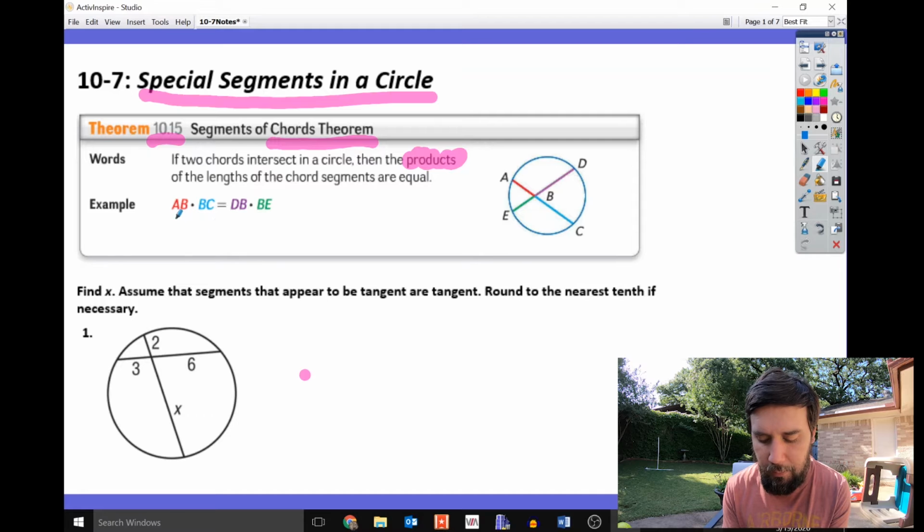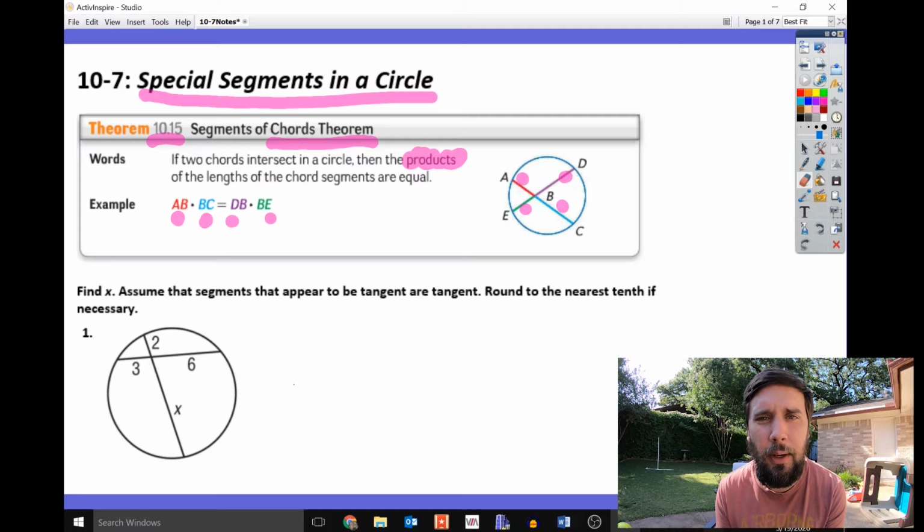So for instance, AB times BC, if I multiply these two together, that's going to be equal to the product of the two segments of the other chord, EB and DB. Pretty awesome, huh? Let's look at a few problems where we solve for a different part of the segment of a chord using theorem 10.15. Assume that segments that appear to be tangents are tangents, round to the nearest tenth if necessary, and we want to solve for x.